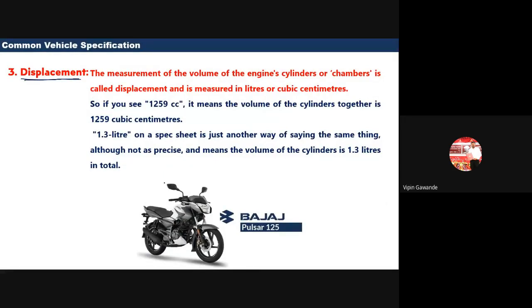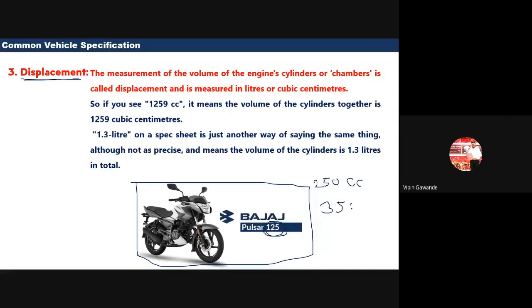Many times you have seen when we purchase a two-wheeler, it is written Pulsar 125, or when you go for purchasing the Bullet, they mention there 250 cc, or it is 350 cc. Now what is meant by this 250 cc and 350 cc, or in Pulsar this 125 cc? So 125, that is the volume of the engine cylinder.